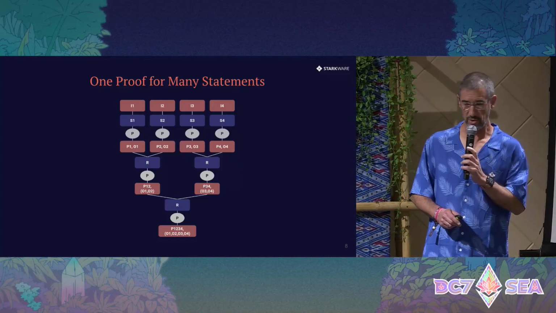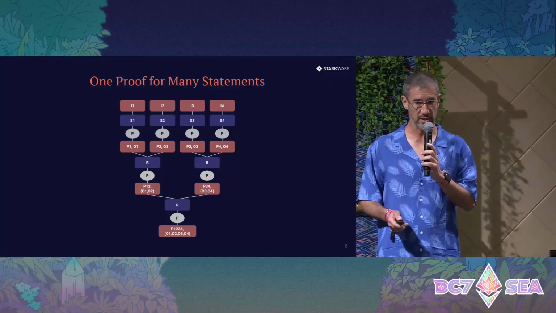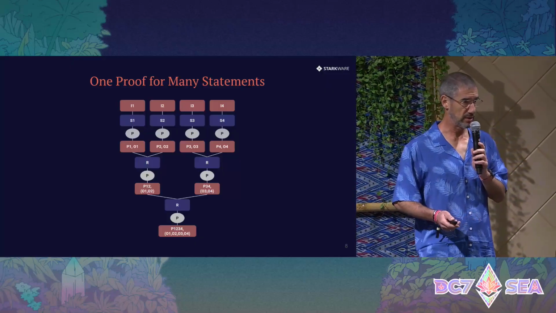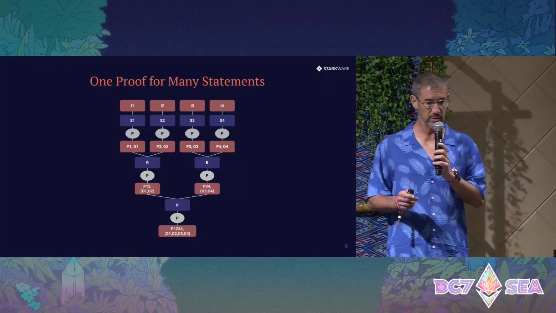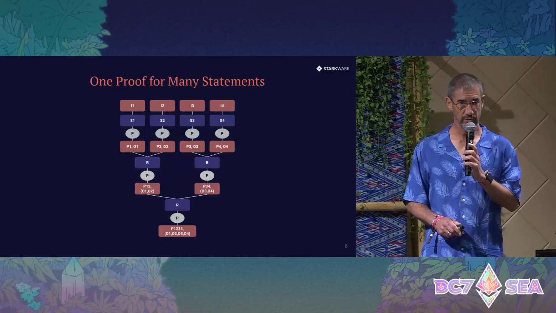So in this diagram, you can see 4 different statements. There's no relationship between them. Each of them has their own input, creates their own output. And using recursive proving twice in this example, we result with 1 proof and 4 outputs.